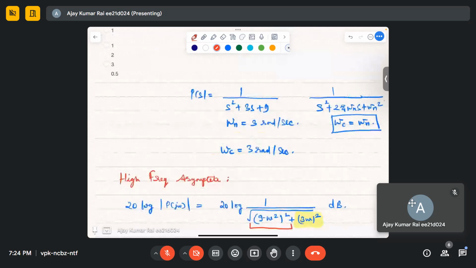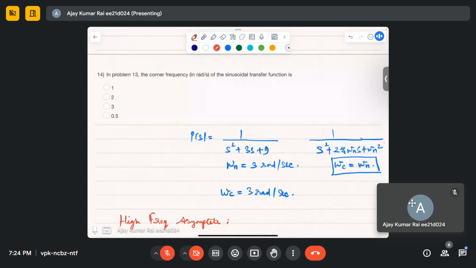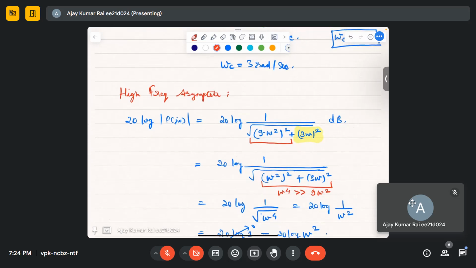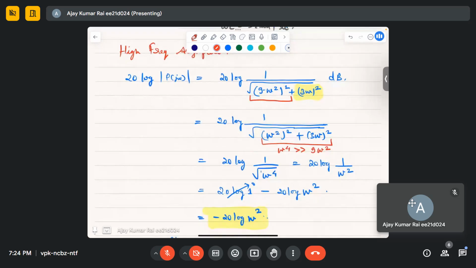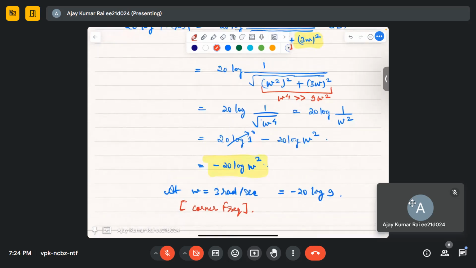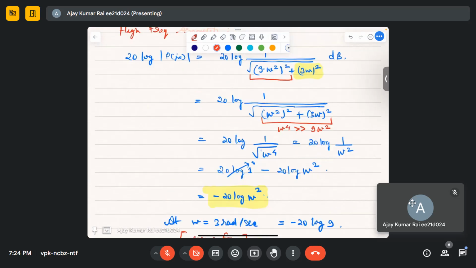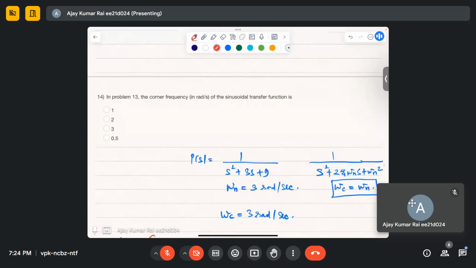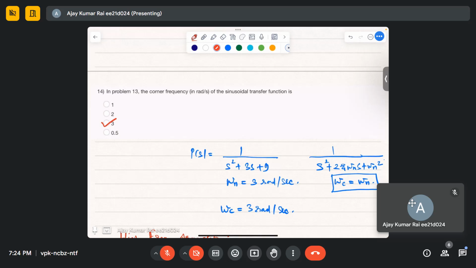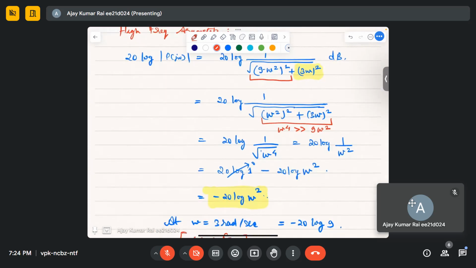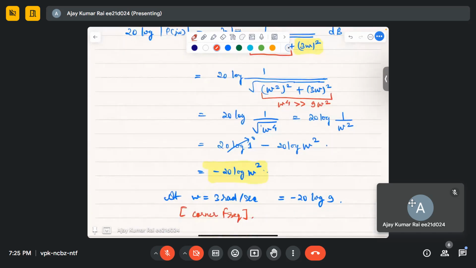Already we know that this is equal to the natural frequency, right? But we have seen the intersection point. At this point these two asymptotes intersect, and that's why we are calling this the corner frequency. So you can match these two values. So the answer is what? 3 radian per second. Any doubt in this case?